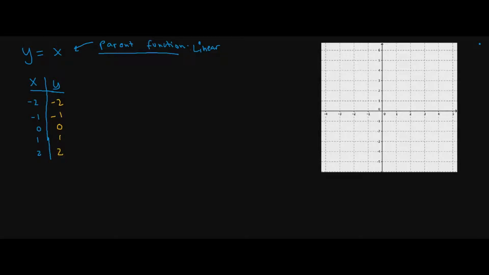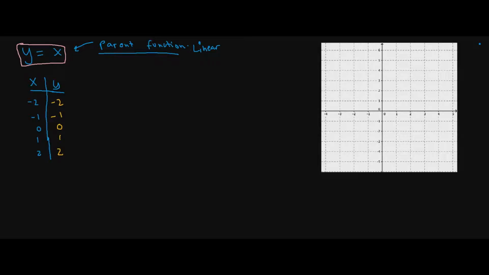Again, this right here is my parent function, y is equal to x. It's always the original equation. You'll notice that we're not adding anything to the outside, we're not multiplying anything, it's just x. And whenever we study a parent function, it's always going to be just that equation itself with no other numbers added to it.